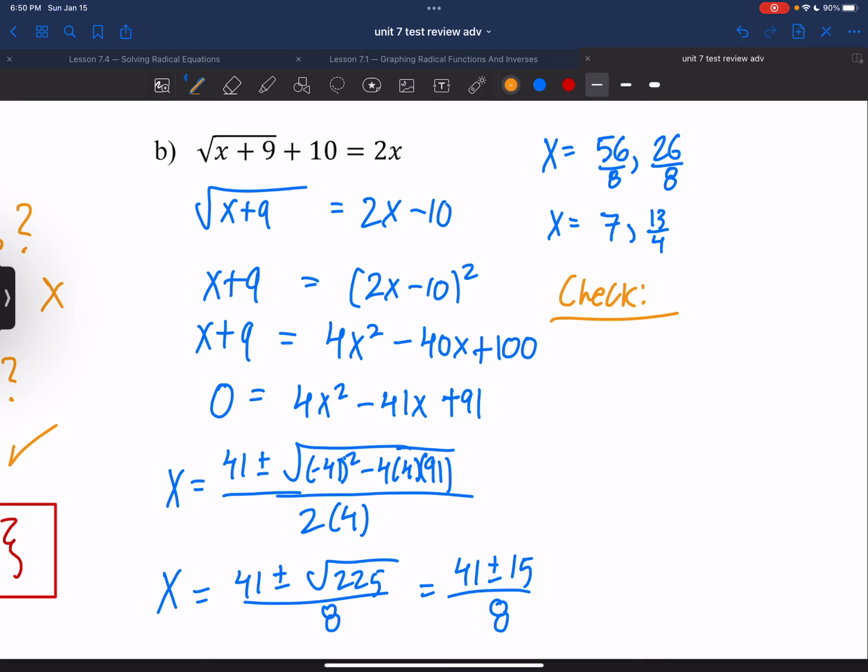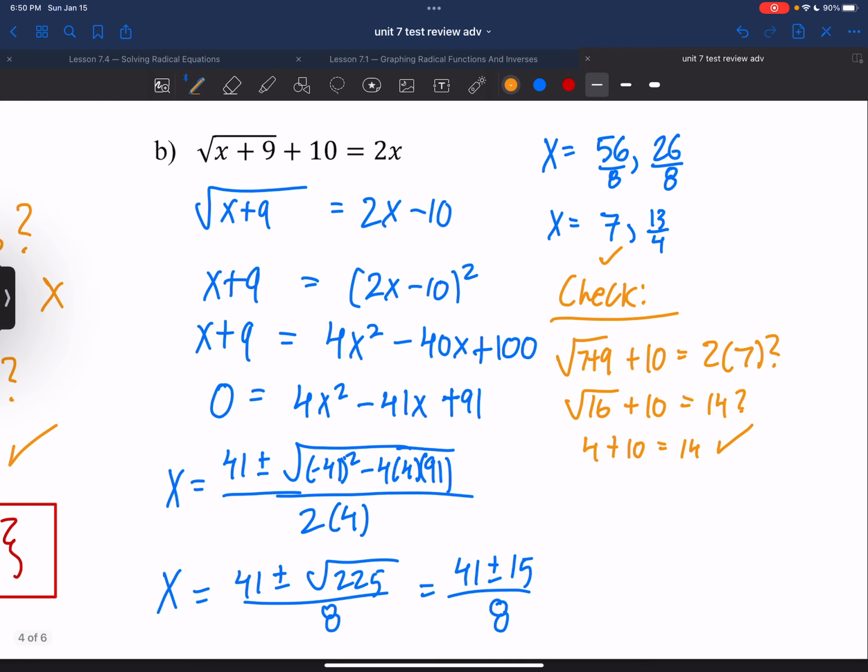I can do 7 by hand. That's no problem. Root of 7 plus 9, plus 10, equals 2 times 7, question mark. That's root 16 plus 10 equals 14. And root of 16 is 4, plus 10 equals 14. Yes. So 7 works.